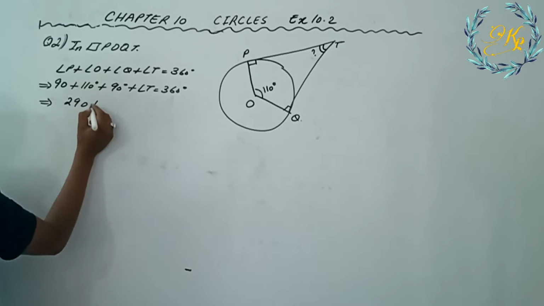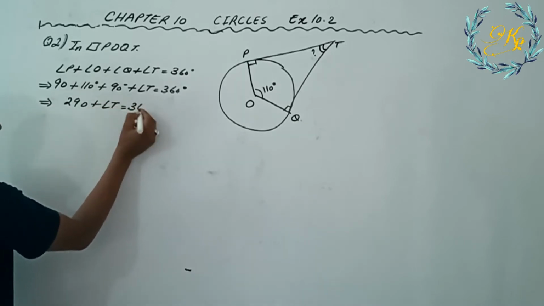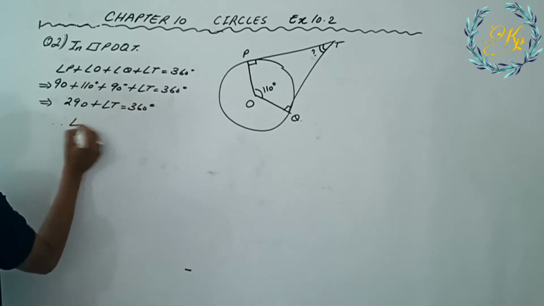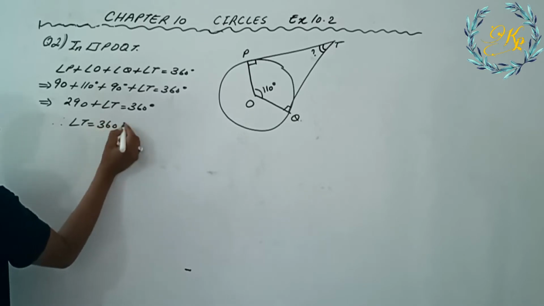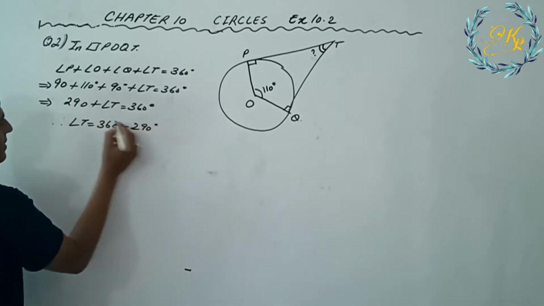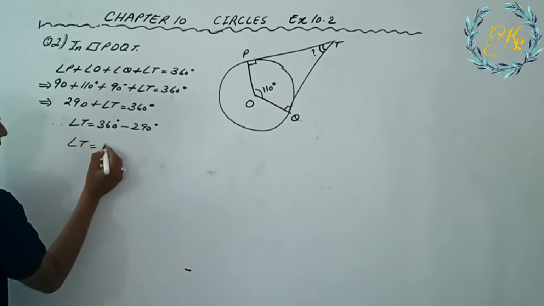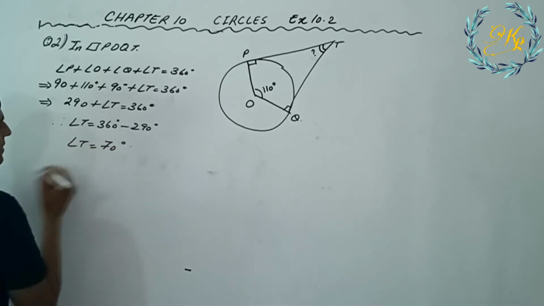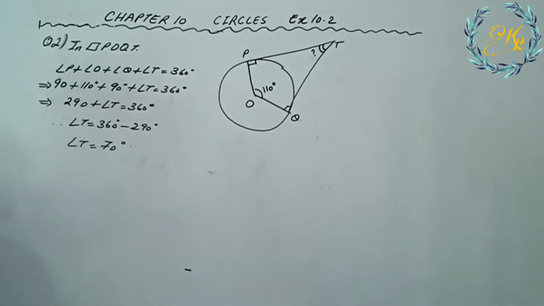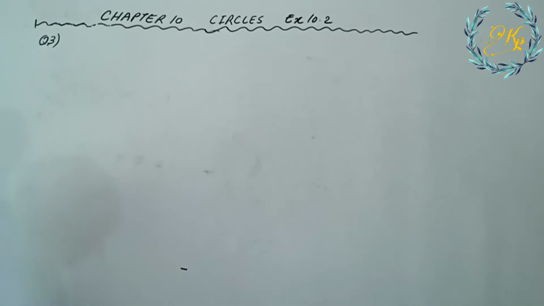So 290 plus angle T is equal to 360. Therefore, angle T is equal to 360 minus 290 degrees. So you can see that the answer you get is 70 degrees. Alright, so the correct option in the question that you see is option B. The answer is 70. Well, let's go to the next question.